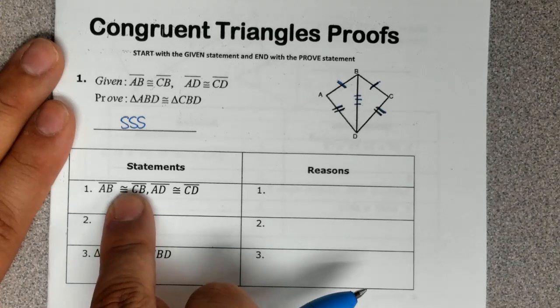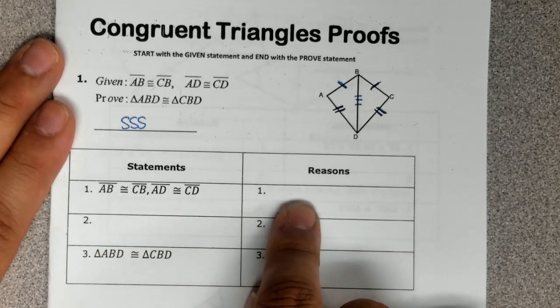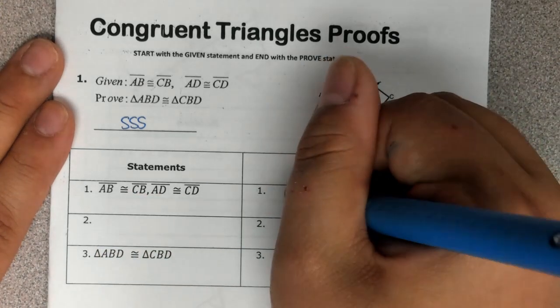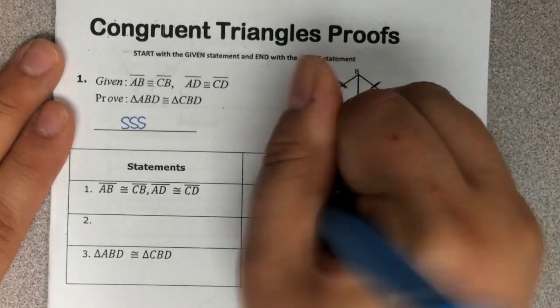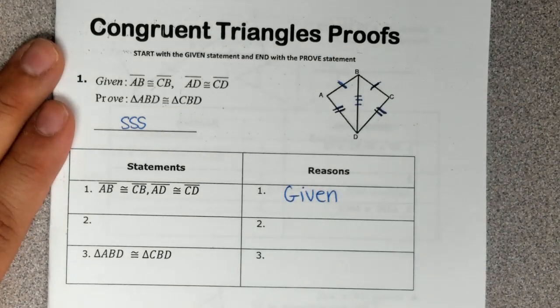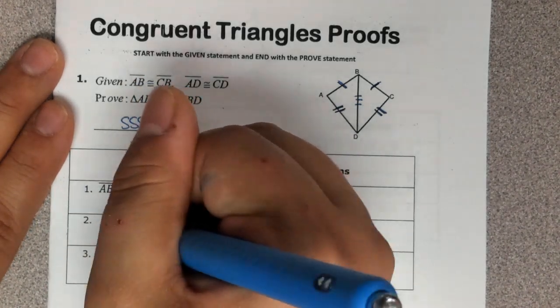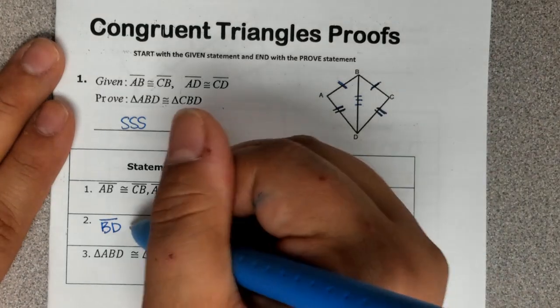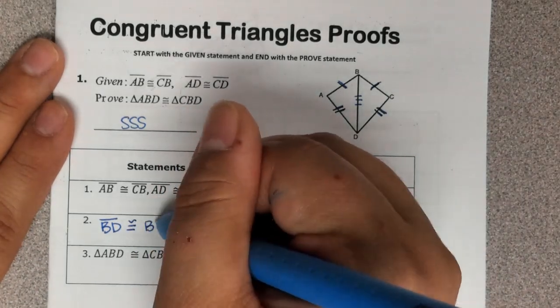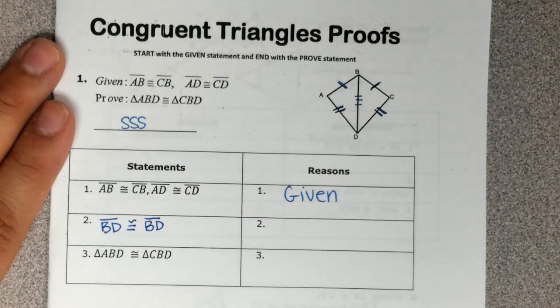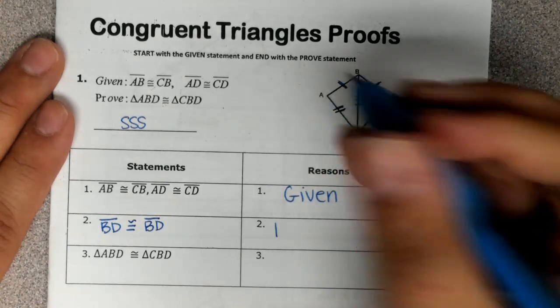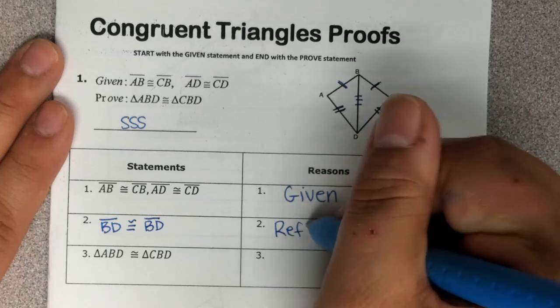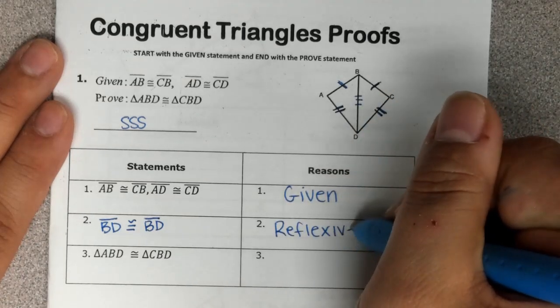Here's my statements. What's my first reason always? Given. What is the next thing that we did? Tick marks where? On BD. And what do we know about BD? It's congruent to BD. What is that called when something is congruent to itself? Not symmetric. Reflexive.